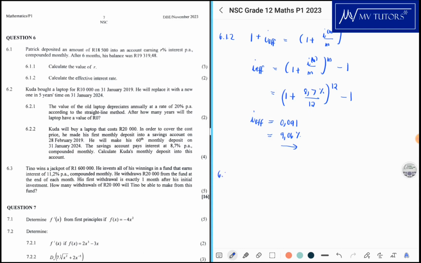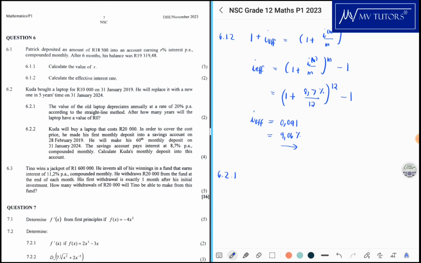Now let's head over to 6.2. Kuda bought a laptop for 10,000 Rand on 31st January 2019. He will replace it with a new one in 5 years' time on the 31st of January 2024. So, the value of the old laptop depreciates annually at a rate of 20% per annum according to the straight line method. After how many years will the laptop have a value of 0 Rand? So basically, where it doesn't have any value at all.